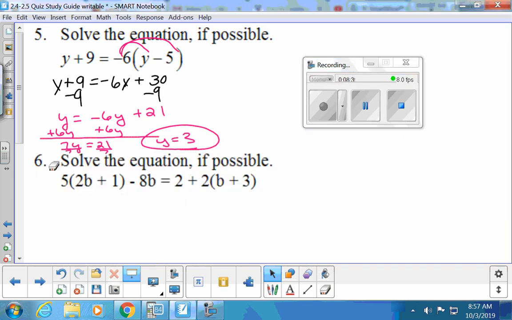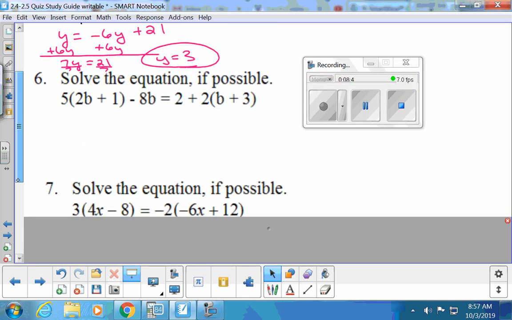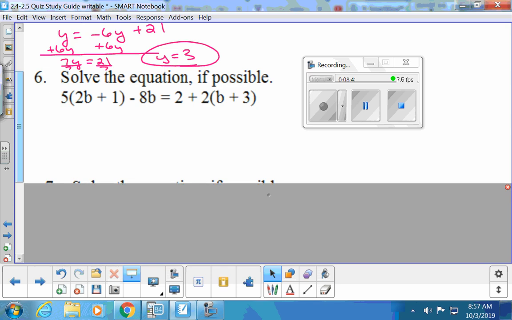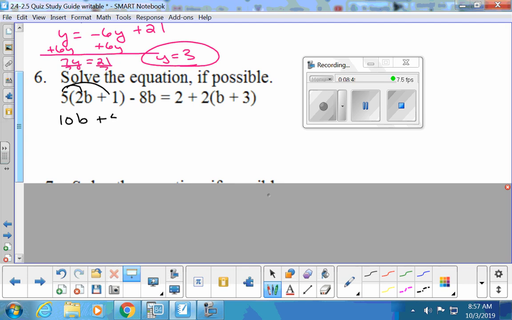Whoa, this one's huge. Let's just do this one together, number 6. They're getting bigger. This distributes to here, 10b. This distributes to here, that would be 5. It's still a negative 8b. This is still a 2. The 2 will distribute and become a 2b, and the 2 will distribute and become a 6.